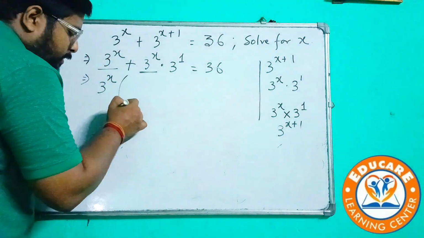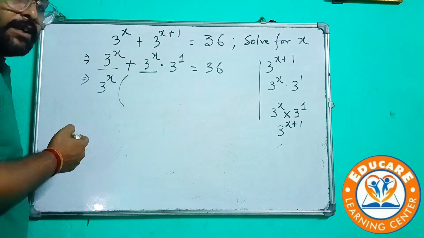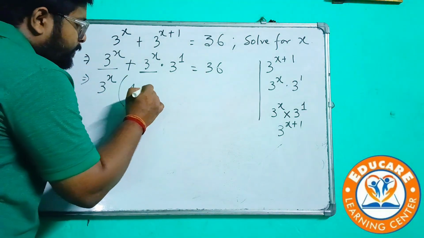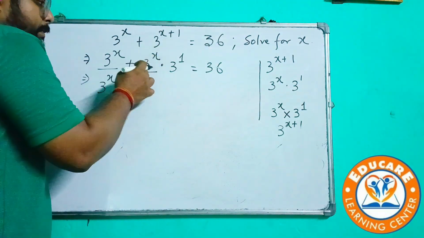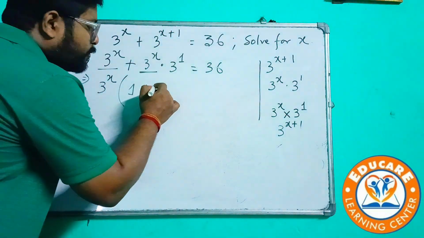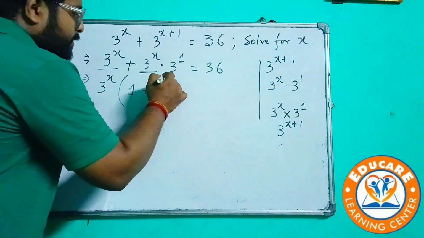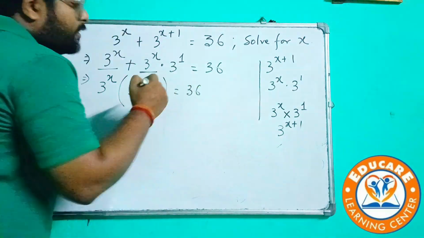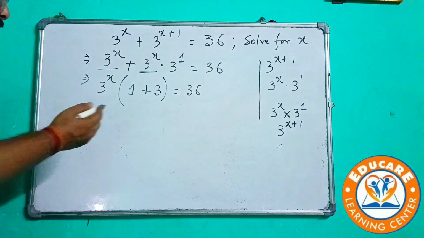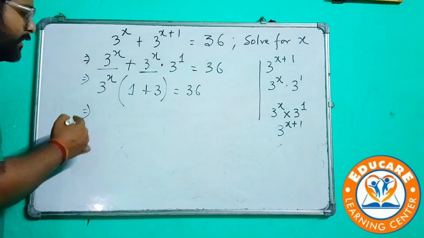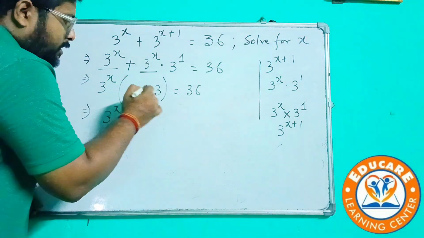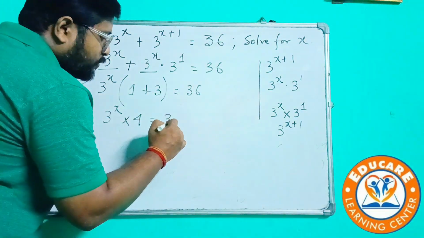Now if we take 3 to the power x common, what do we have here? 3 to the power x and 3 to the power x gone, so we have 1 plus 3 to the power 1, since 3 to the power x is taken as common. 3 to the power 1 means how much? 3, bracket close, this equals 36. A very easy step, we are just taking 3 to the power x common. Now in the third line, 3 to the power x, bracket means multiply, 3 plus 1 is 4, that is equivalent to 36.